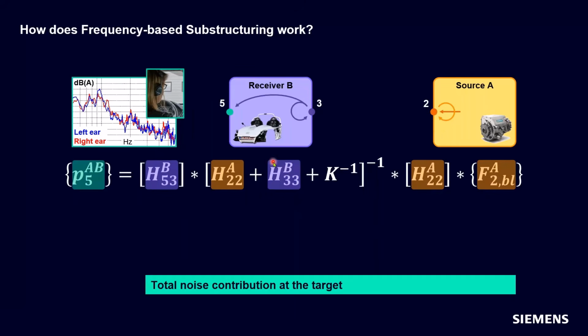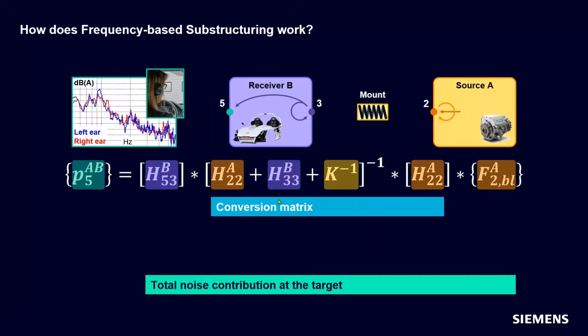There's also H superscript B, which means it's for the receiver B, and we see H33, which just means it's FRFs at 0.3 from 0.3, and then also a cross FRF response at 0.5, the driver's ear, due to an input at 0.3. And then if we have an elastomeric mount, here is our dynamic stiffness. So this is the end result. What does it get us?